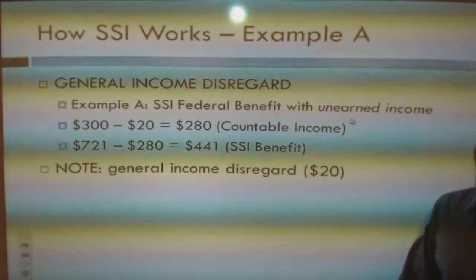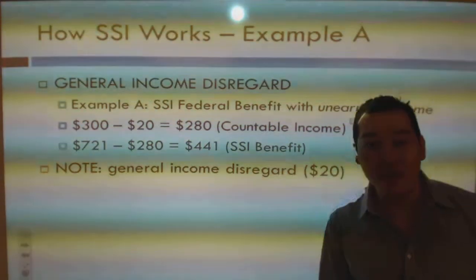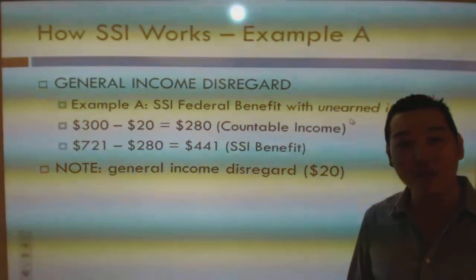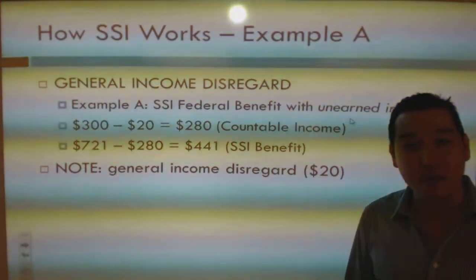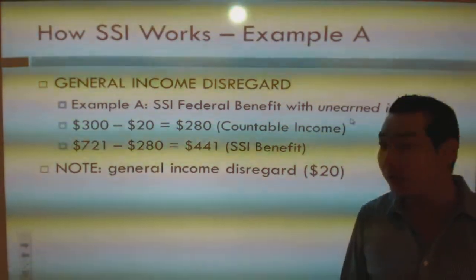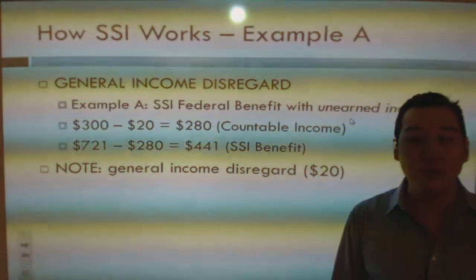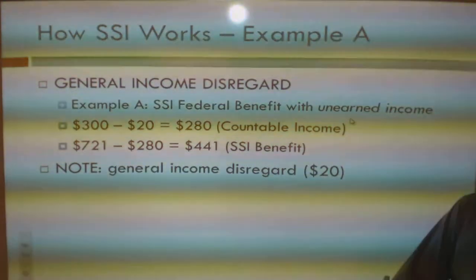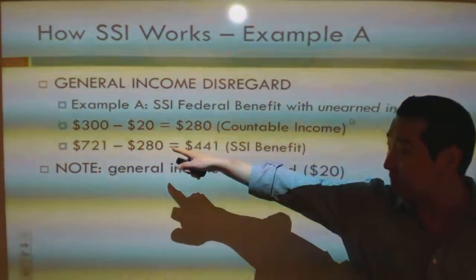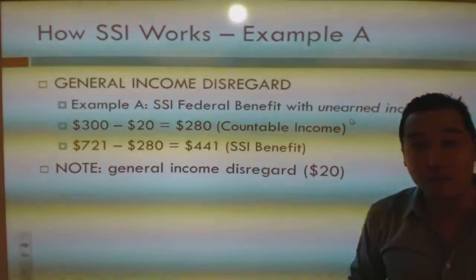And so suppose you have two people. Person A has unearned income. Let's say I give my mom $300 a month. So that income she's receiving is unearned, and the general income disregard applies to it because it's not earned. That disregard amount is only $20. So the government will disregard $20 of that amount when calculating the benefit. So with only $20 of the $300 disregarded, she'll get a check of $441 from SSA, the Social Security Administration.